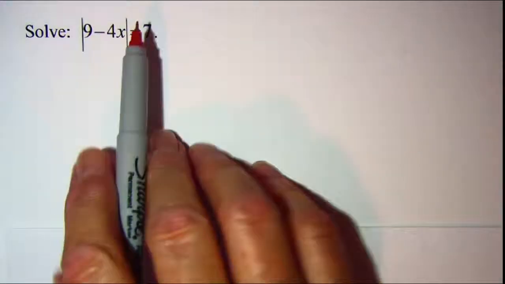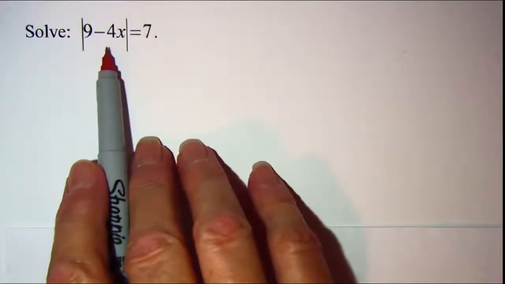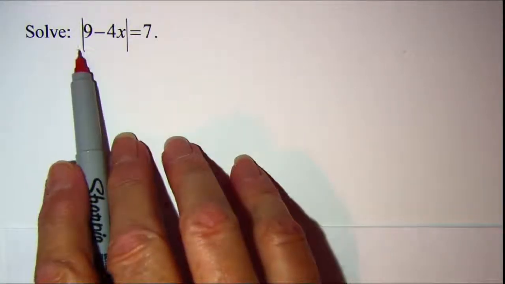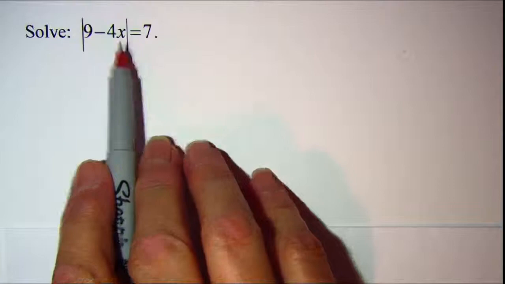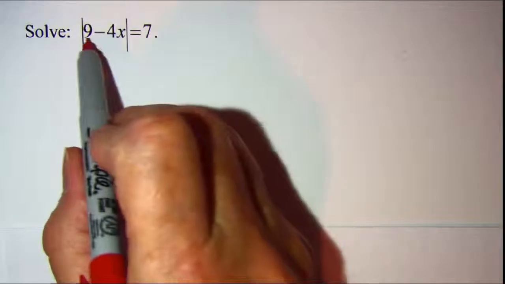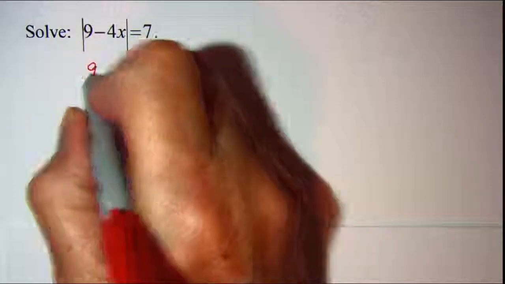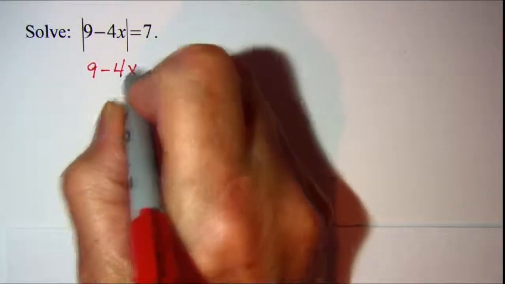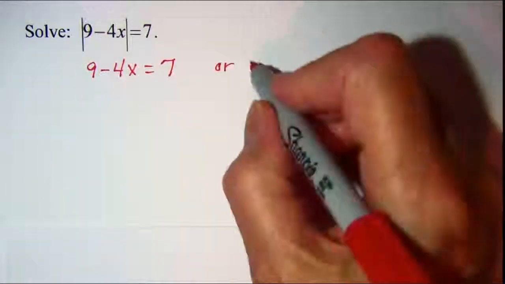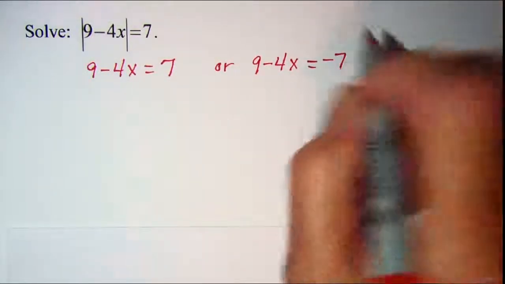Now let's solve a couple of absolute value equations. We see that we have absolute value on the left side, and that's equal to 7. I need to remove these absolute value bars before I can solve this equation. So I need to write two statements. I'm going to take the argument inside the absolute value bars and write that argument is equal to a positive 7, or that argument is equal to a negative 7.